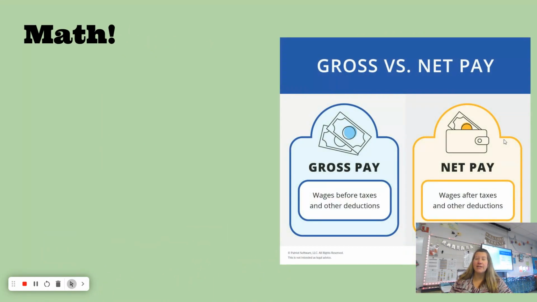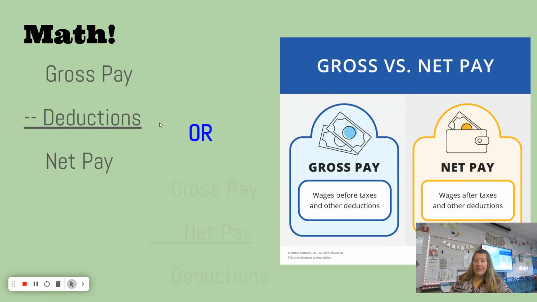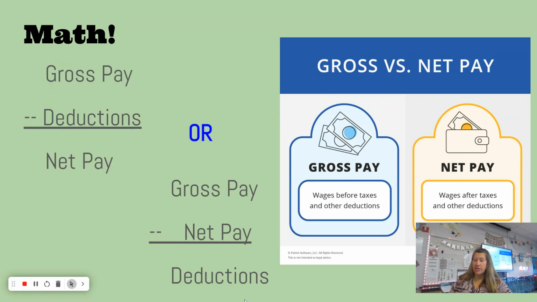All right, so we can do some math, and really we're going to have to do this more so tomorrow or whatever day is next. So we have gross pay and we have net pay. And if you need to figure out how much your deductions are, how much has been taken away, you're going to take the gross pay and subtract the net pay to find out the amount of deductions. Sometimes you might not have the total number of deductions, or you just want to check the math, and that's what you can do.